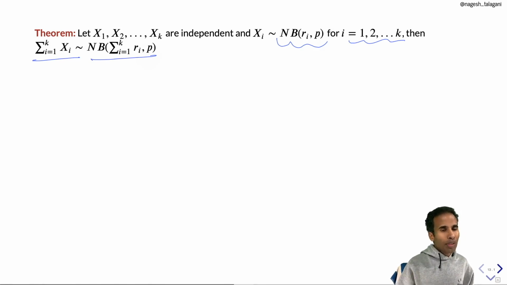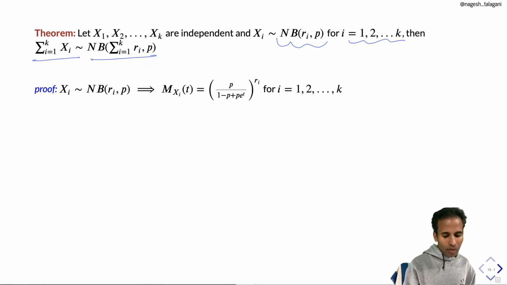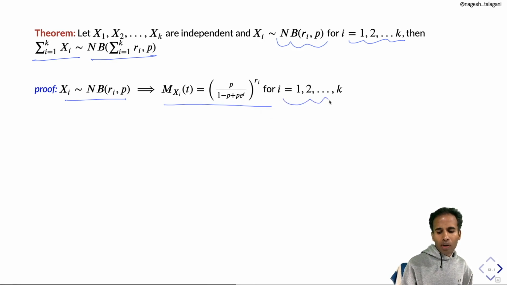Again, we are going to prove it in a similar fashion here. Here Xi follows a negative binomial distribution with the parameters ri comma p. So its MGF of Xi is going to be this, (p divided by (1 minus p plus p e^t)) power ri for i equal to 1 to k, because we know what the MGF of a negative binomial distribution is. So we can write this.